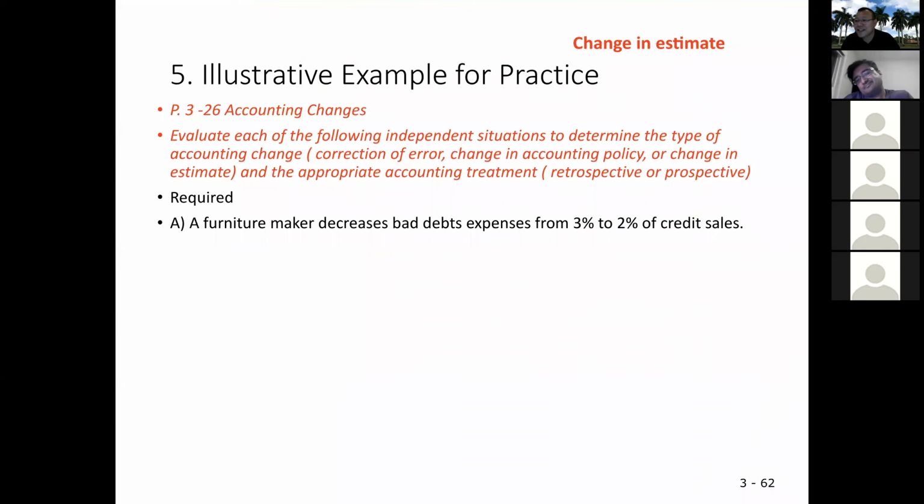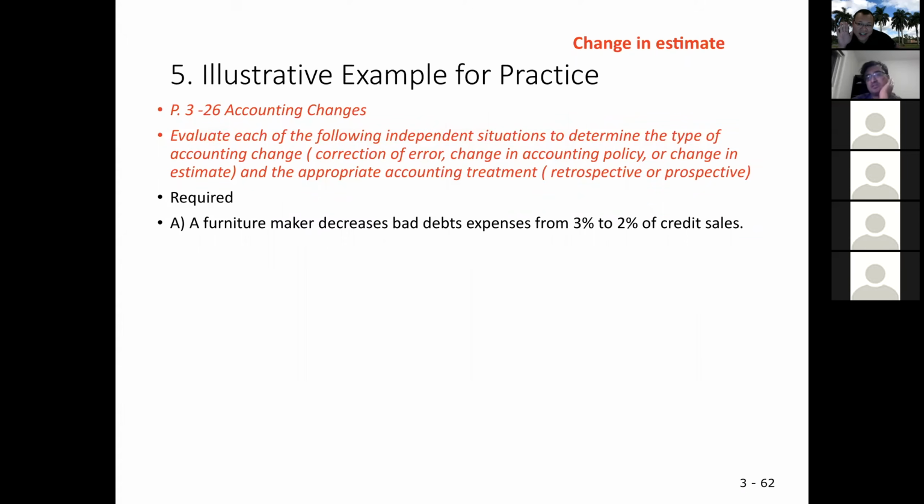Okay, let's see if you understand this. Let's put it into practice here. Evaluate each of the following independent situations to determine the type of accounting change. Okay, the three types of accounting changes. The first one: a furniture maker decreased bad debt expenses from 3% to 2% of credit sales. Is this?